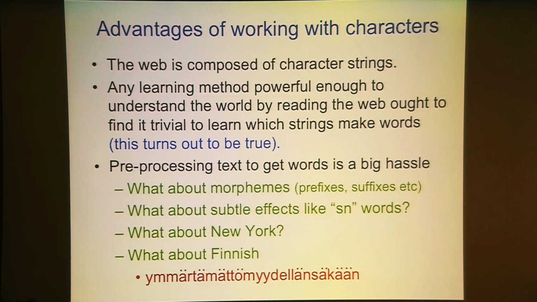Here's some other reasons for using characters rather than words. The web's composed of characters. You can just take stuff off the web and model it. It's non-trivial to find out which strings of characters are words, but it's trivial compared with learning all sorts of other things about language, like what it means. Pre-processing text on the web to get words is actually tricky. So it's not clear whether you want the words or the morphemes, and it's not even clear what the morphemes are. So for example, in English, most speakers of English don't realize that words starting with SN is almost a morpheme.